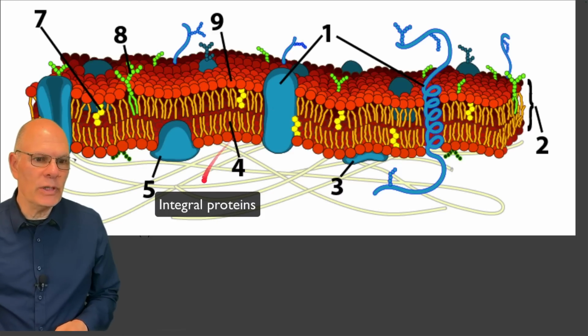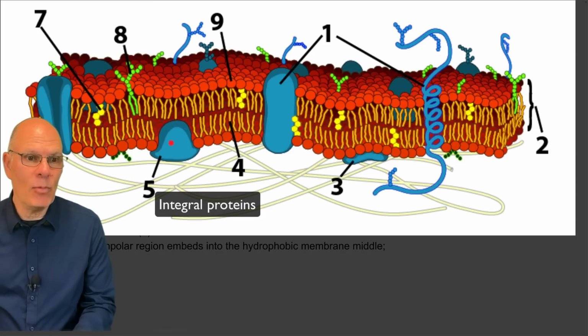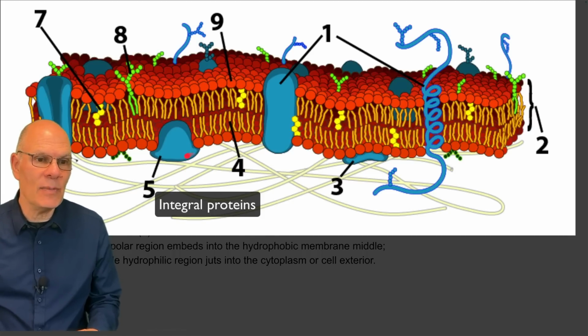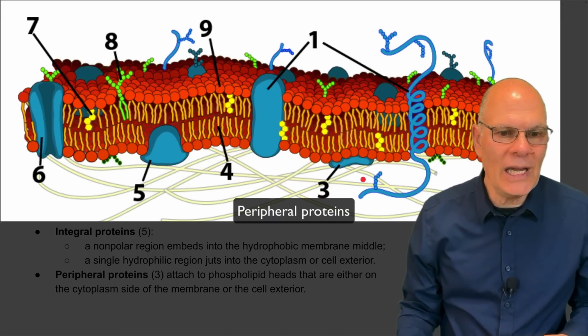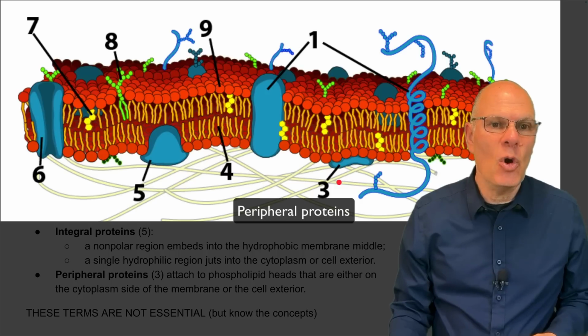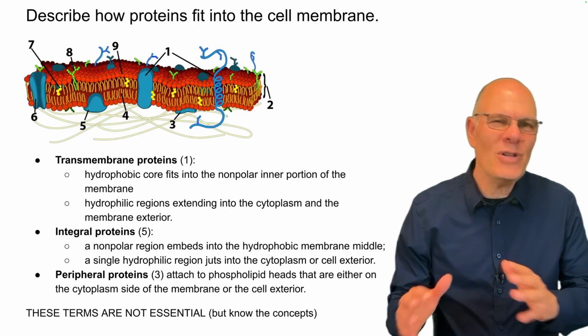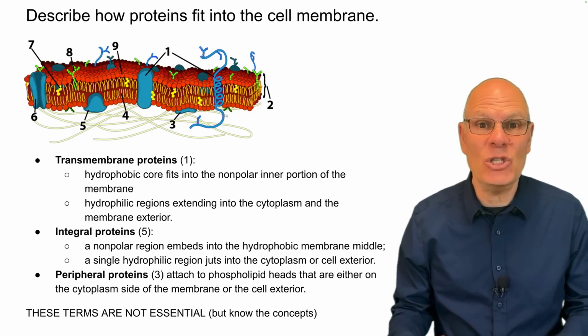There are integral proteins, such as the one at 5, and these proteins would have a nonpolar region that extends into the hydrophobic membrane middle, and a single hydrophilic region that juts into the cytoplasm, as this one does, or into the cell exterior. And then finally, you have peripheral proteins, like this one that's shown at 3, and they attach to phospholipid heads that are either on the cytoplasmic side of the membrane or in the cell exterior. These terms, transmembrane, integral, peripheral, they're not important in and of themselves, but you should be able to understand the concept of how things fit into the membrane.